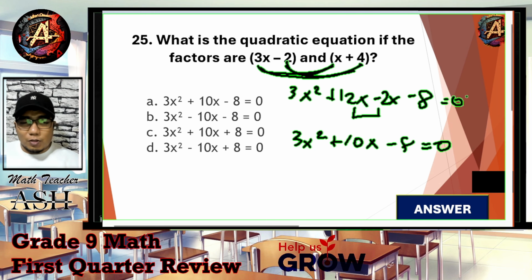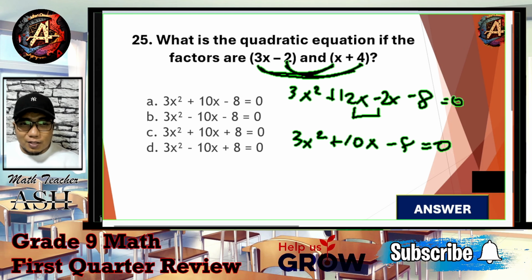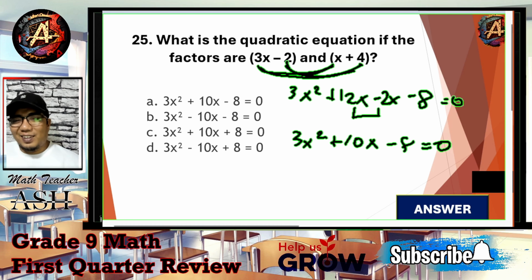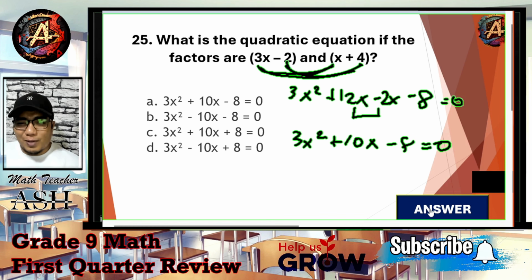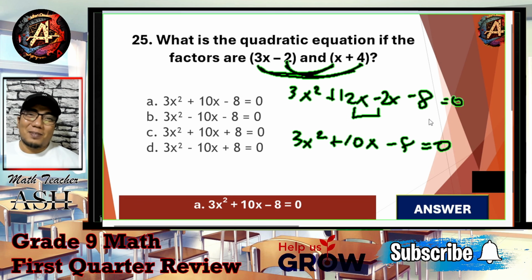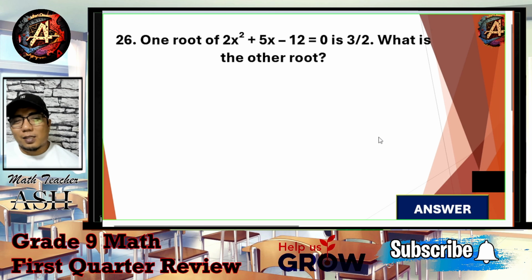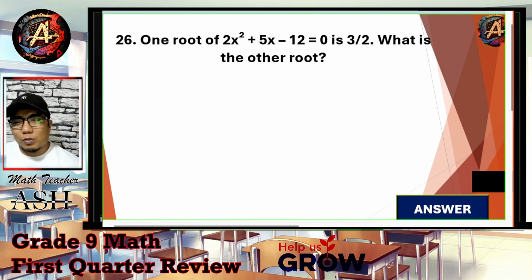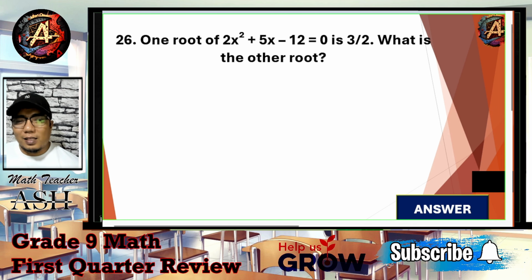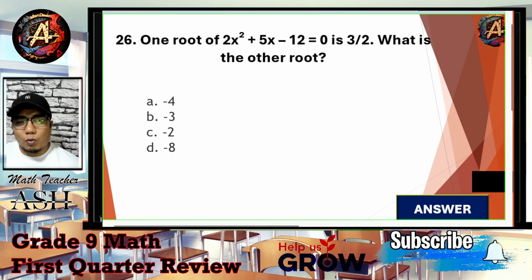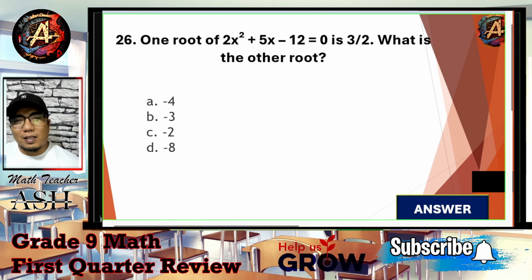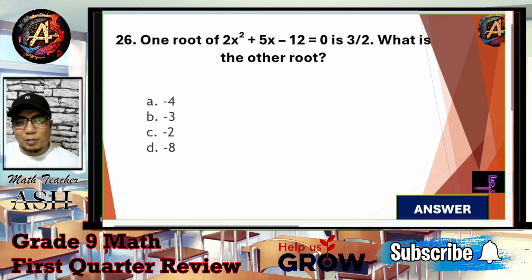So, therefore, the correct answer is letter A. Let's check whether we are correct. Okay, my dear math learners, I hope you got that one. Question number 26. One root of 2x squared plus 5x minus 12 is equal to 0 is 3 halves. What is the other root? Is it A, negative 4, B, negative 3, C, negative 2, or D, negative 8? I'll give you 5 seconds to think about your answer.